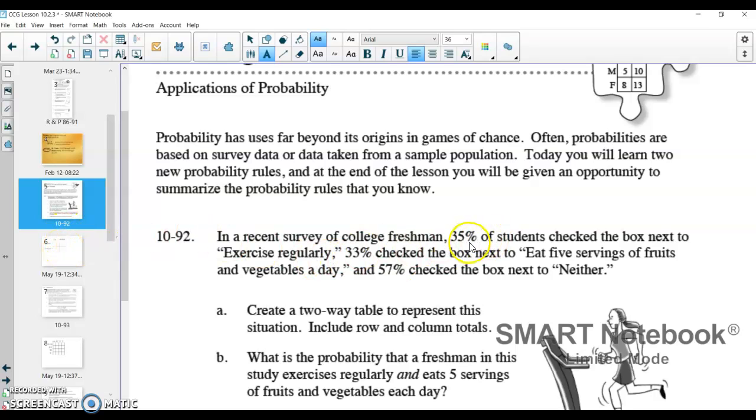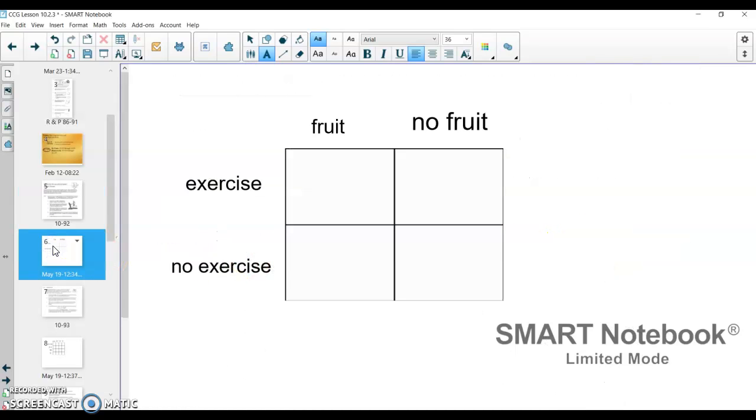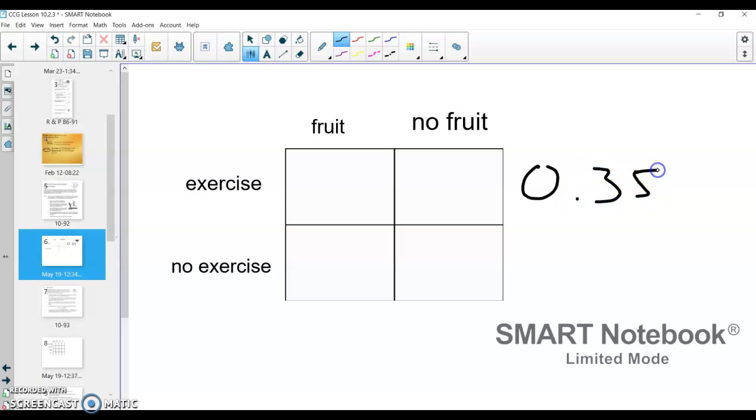We're going to start with 35% of students check the box next to exercise regularly. This is what we did in our two-way table yesterday: I'm going to say exercise is 0.35, because that's 35% as a decimal, are exercising. But I can't put them in the two-way table yet because I don't know if that 35% is eating fruit or not eating fruit. So I'm just saying I know 35% are exercising.